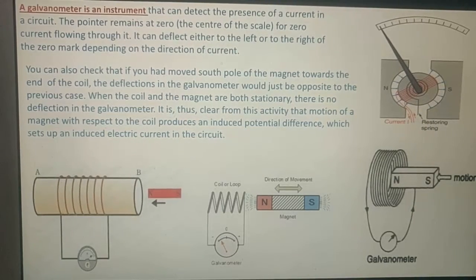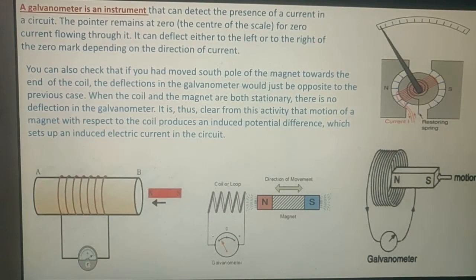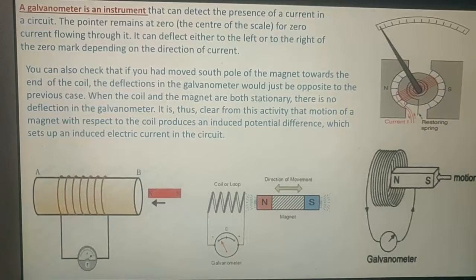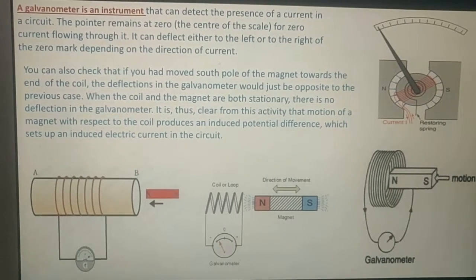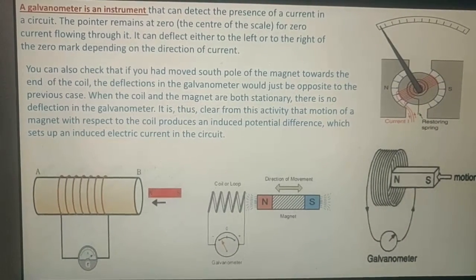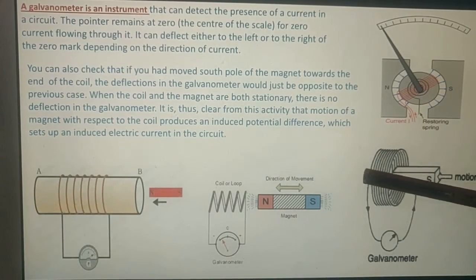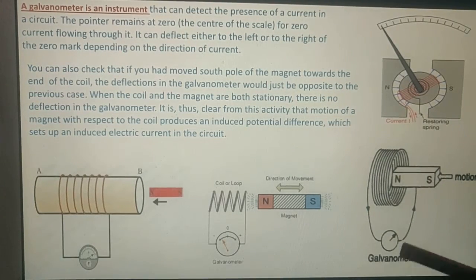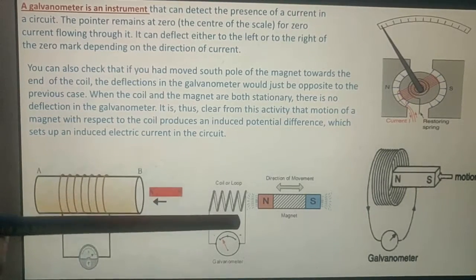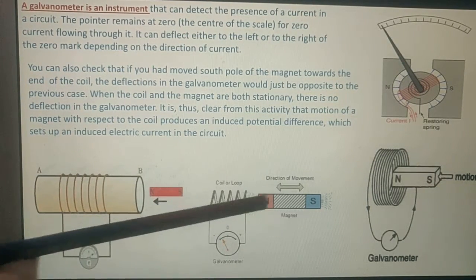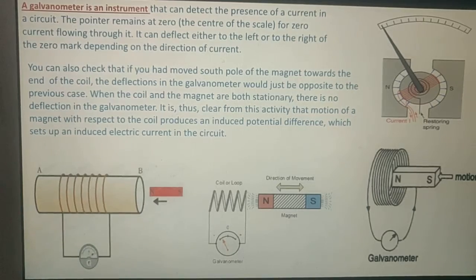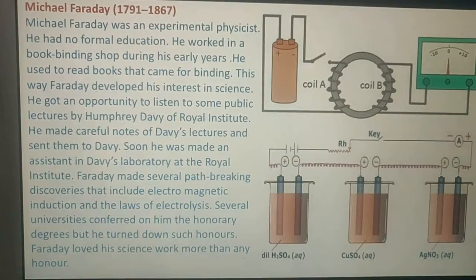Here, this is the galvanometer instrument. It measures very slight amounts of current very easily. Here the same thing. This is the coil. We are inserting a magnet inside it. The galvanometer is showing deflection. In this diagram also the same process is happening in both the cases.